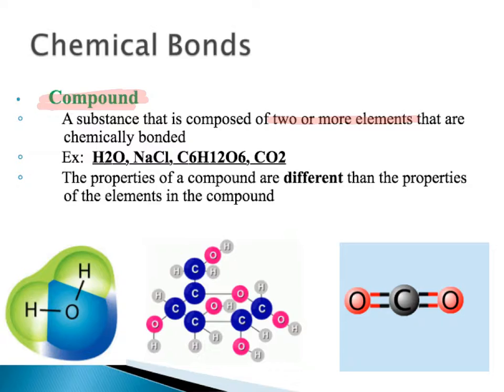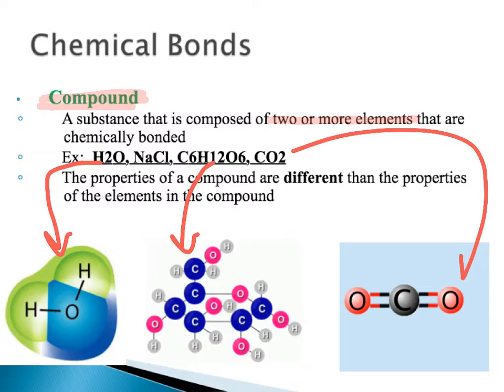So we have a couple of examples. The first one is water, H2O. It's made up of 2 hydrogens and 1 oxygen. It's going to be right there. So 2 different elements. Then we have NaCl, which is not pictured here. You have C6H12O6, which is glucose, right down here. And we have CO2, right over here. Because they're made of 2 different elements, they are what's called a compound.